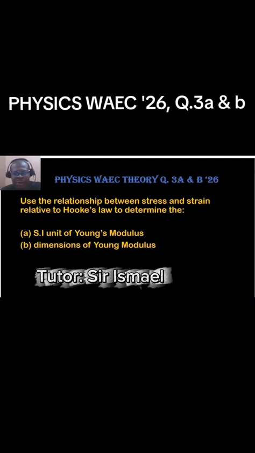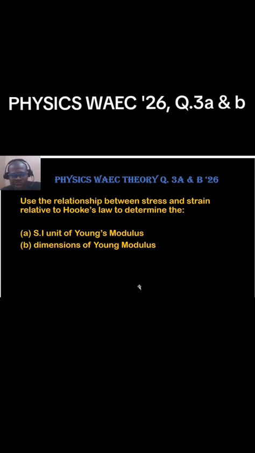Today, we are going to take special attention on physics. We shall be focusing our attention on the just concluded physics exam, the theory part of the 2026 WAEC exam, question 3A and 3B. So the question is this: use the relationship between stress and strain relative to Hooke's law to determine A, the SI unit of Young modulus, and B, the dimension of Young modulus.